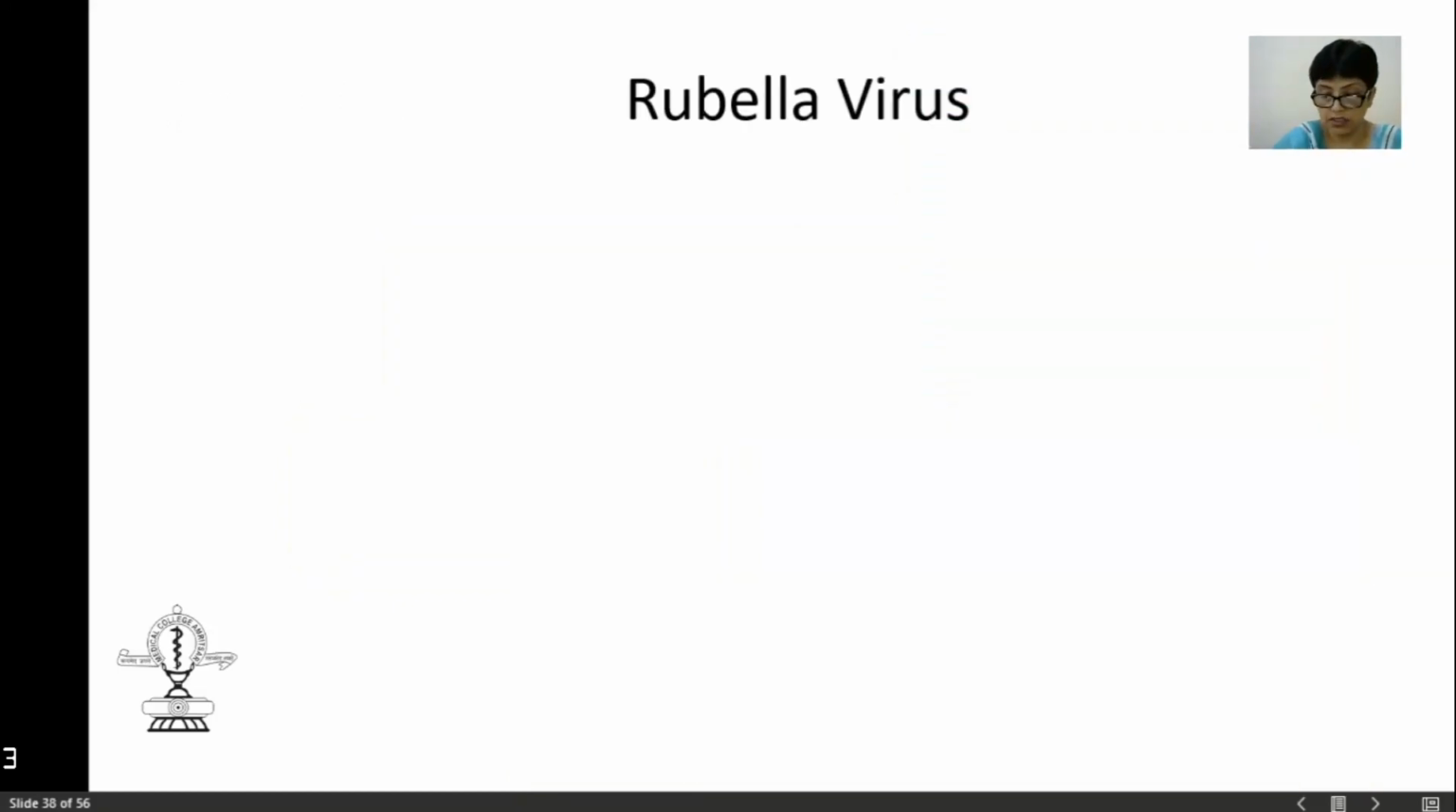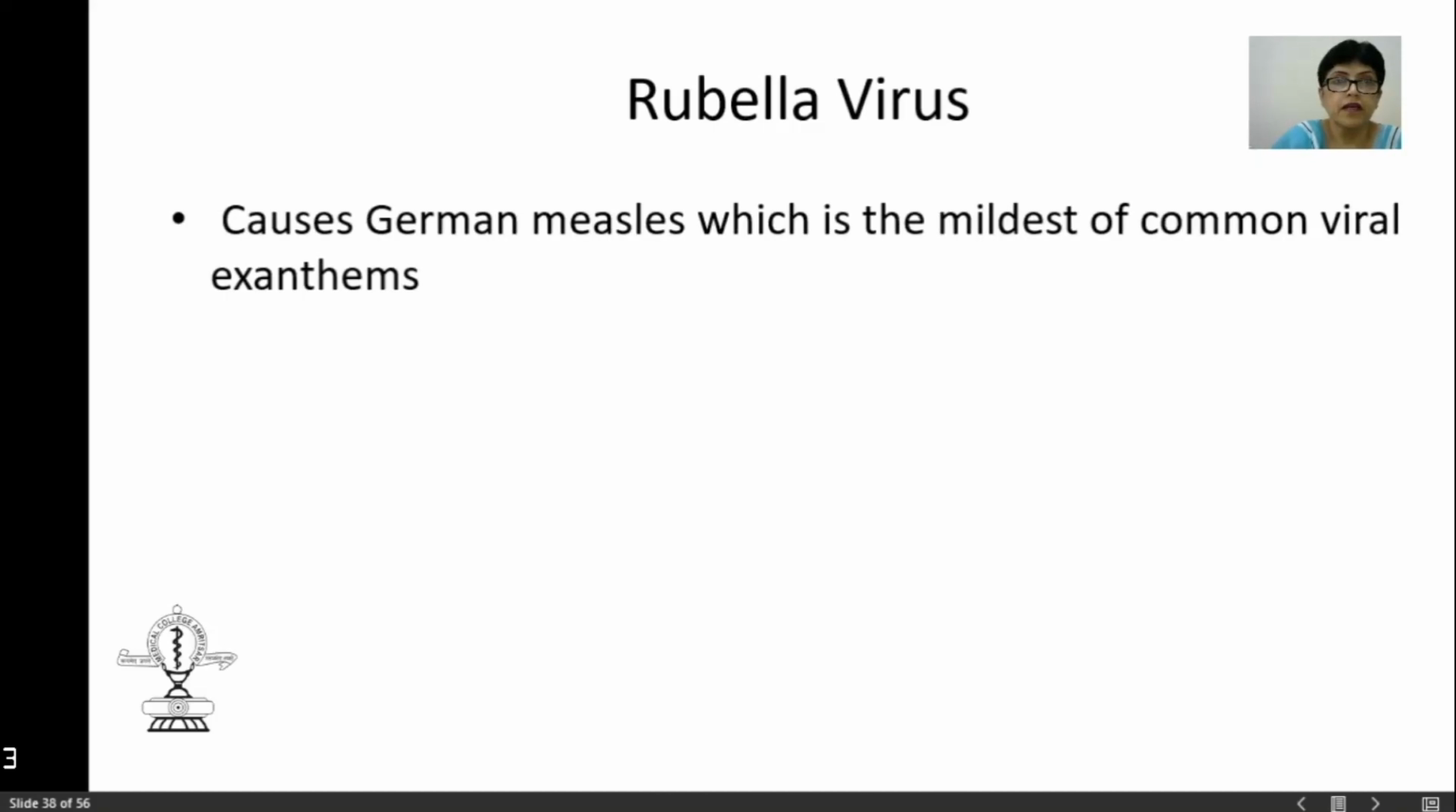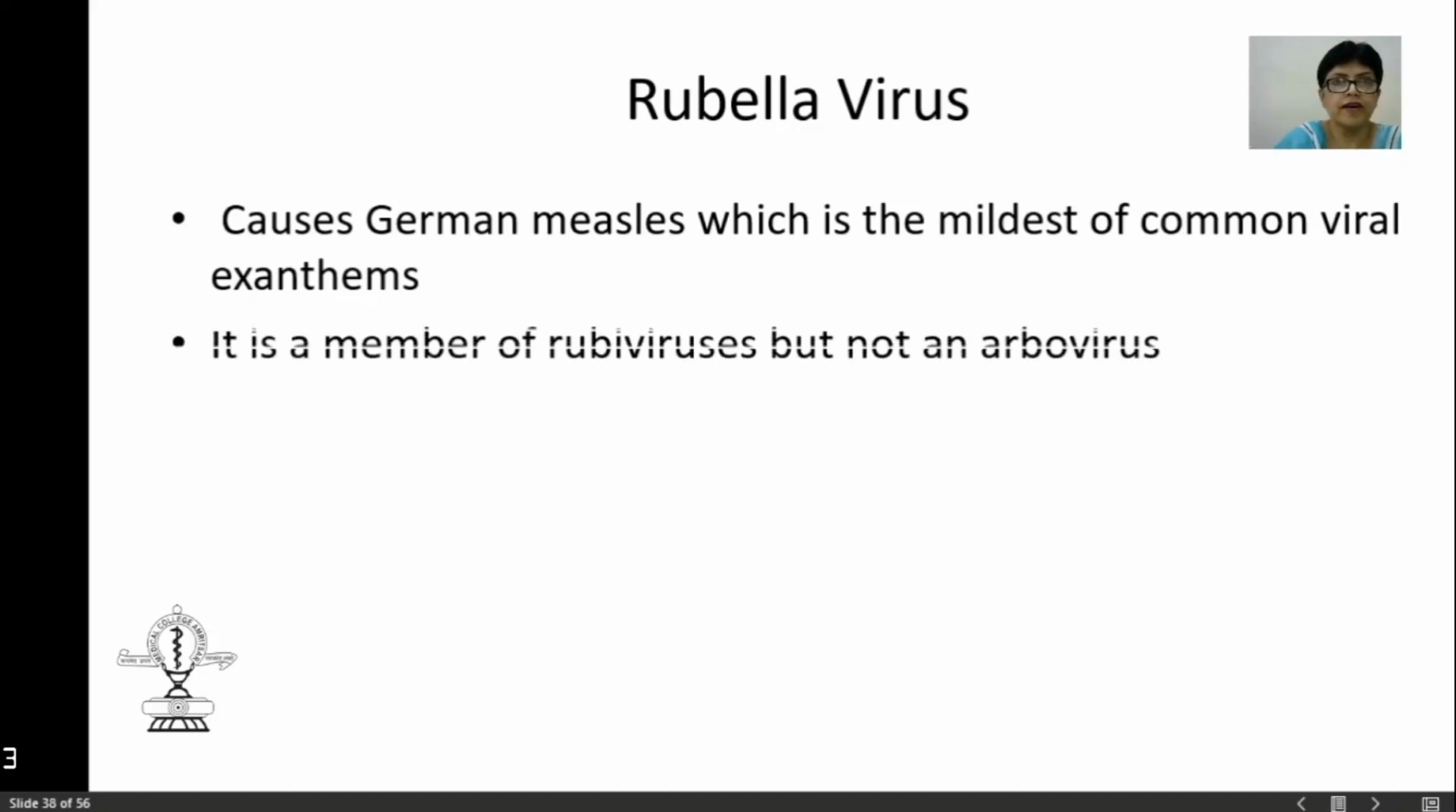Now this condition, the rubella virus, is not one of the paramyxoviruses, but since this is again one of the most common exanthemas, the least infectious, the mildest amongst all the childhood exanthemas, we are discussing this over here itself. This is also called German measles, and this is the mildest of all the common viral exanthems.